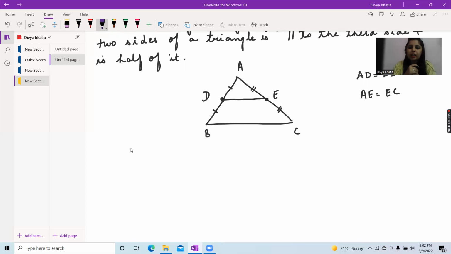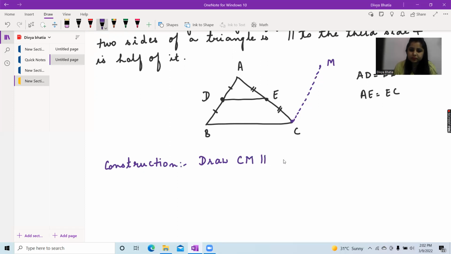So now I'll have to make a construction. From this point C, I'll draw a line which is parallel to AB. Let's simply draw a line which is parallel to AB. So with this construction, I'll write this as M. So the construction part is: draw CM parallel to AB. Now let's see what this construction will help with.